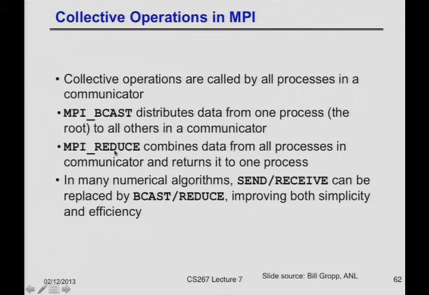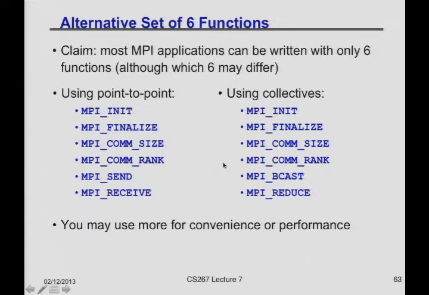And so instead of writing all your code with sends and receives, you can imagine six other subroutines. You still have to initialize. You still have to finalize. You still have to know how many processors there are, probably. And you still have to know who you are. But then you can call broadcast and reductions. And so let me just write one very simple code to compute pi, which we know the answer to anyway.